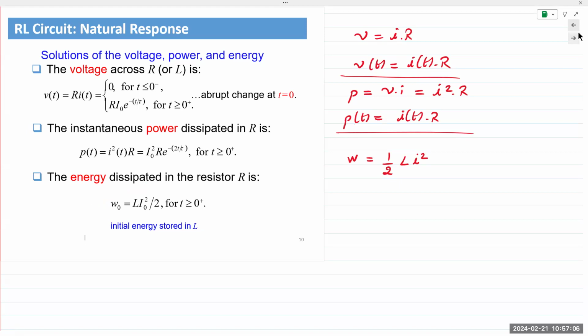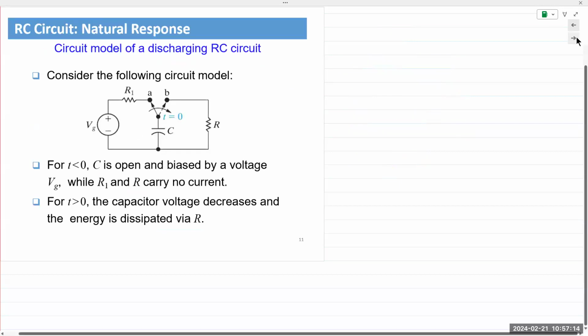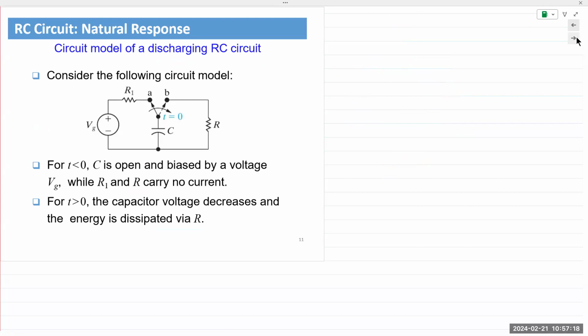Okay. I have about 3 minutes remaining. And so let's quickly look at the capacitor equations, which again are exactly the same. The circuit model is also the same. The switch is flipped from the left to the right.